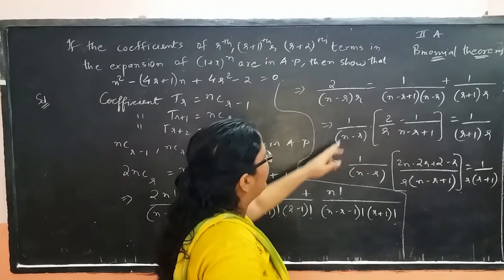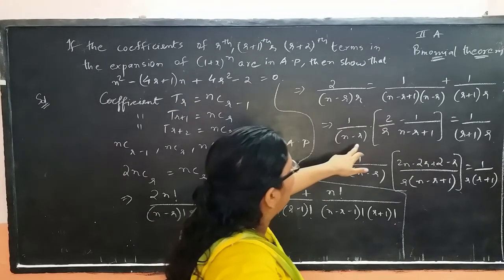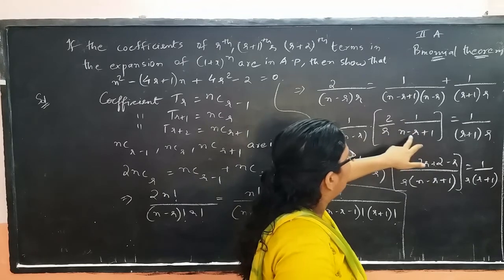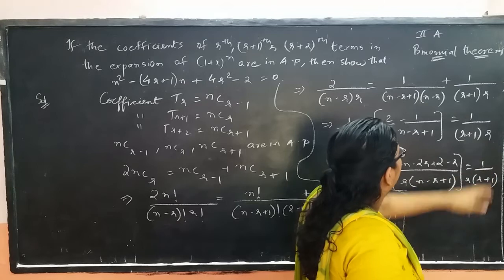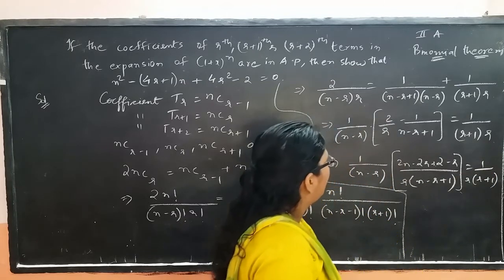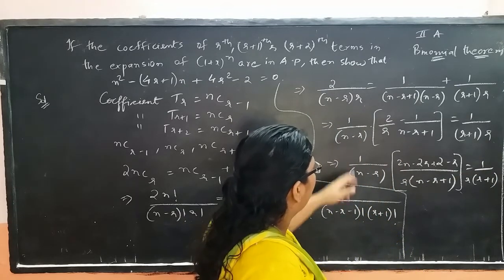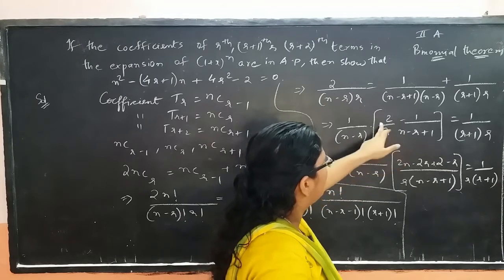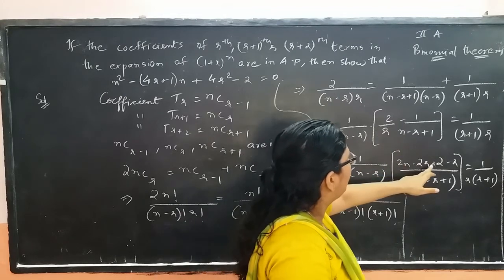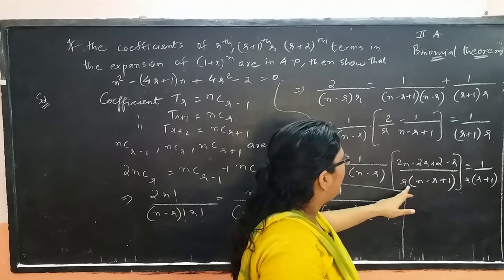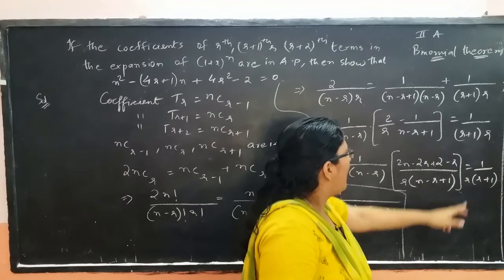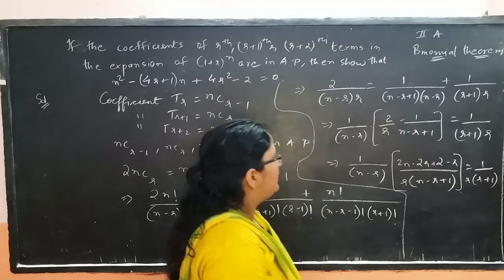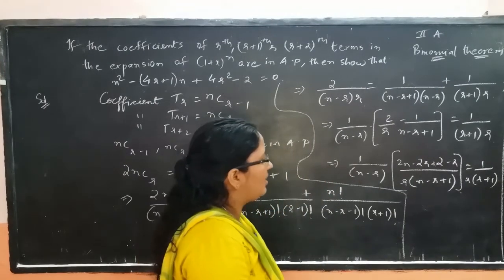Now, if you take 1 by (n−r) out, you have 2 by r minus 1 by (n−r+1), that is equal to 1 by (r+1) into r. So, here you have 1 by (n−r). If you take LCM, you have (2n − 2r + 2 − r) by r into (n−r+1), that is equal to 1 by r into (r+1). This is what you have.